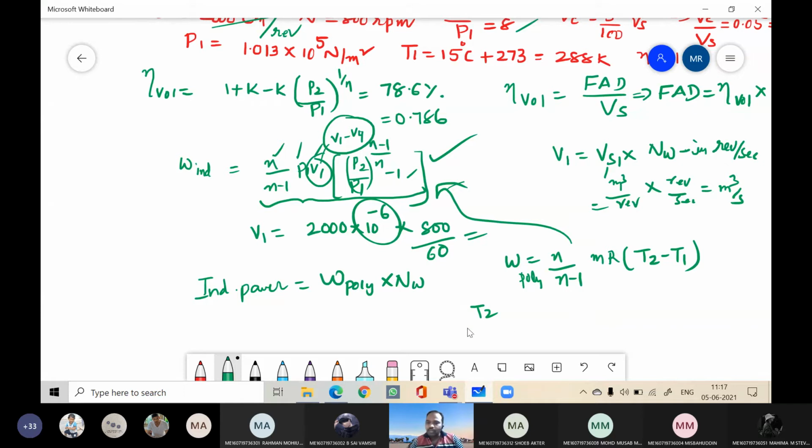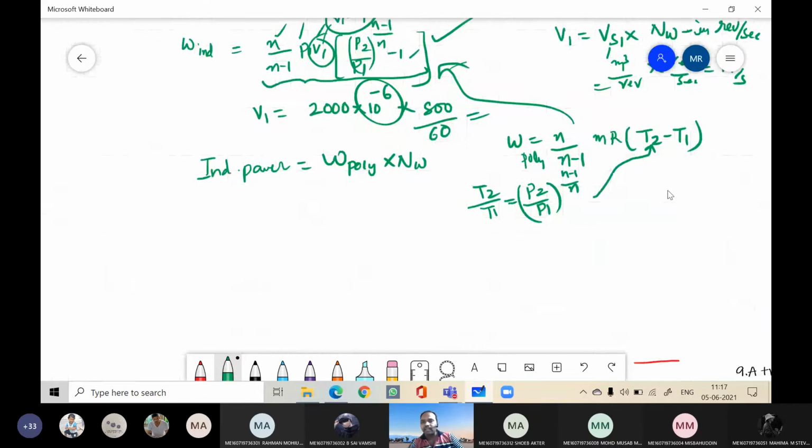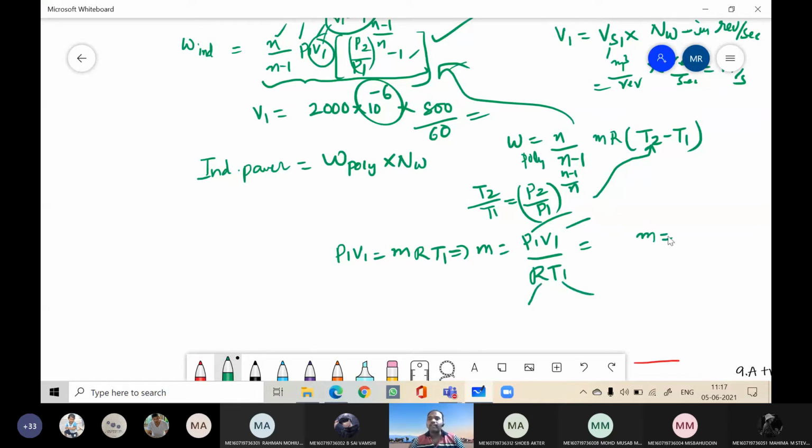So in that, T2 can be calculated: T2 by T1 is equals to P2 by P1 whole power (n minus 1) by n. From this T2 can be calculated, and one more value, the m value, is required. So how to calculate m value? P1 V1 is equals to mRT1, so m is equals to P1 V1 by RT1. All the data is there: P1 is there, V1 is there, R value is given, T1 is there, right? So from this you will get m value. Once you know m value and T2 value, is it difficult to calculate work done by using this formula?